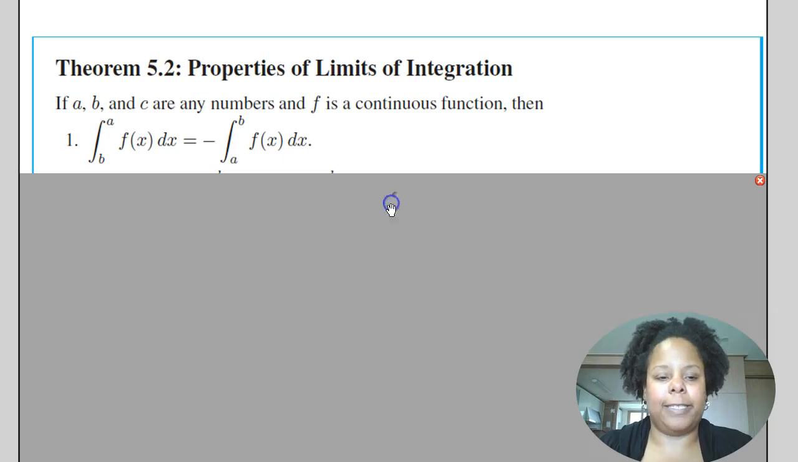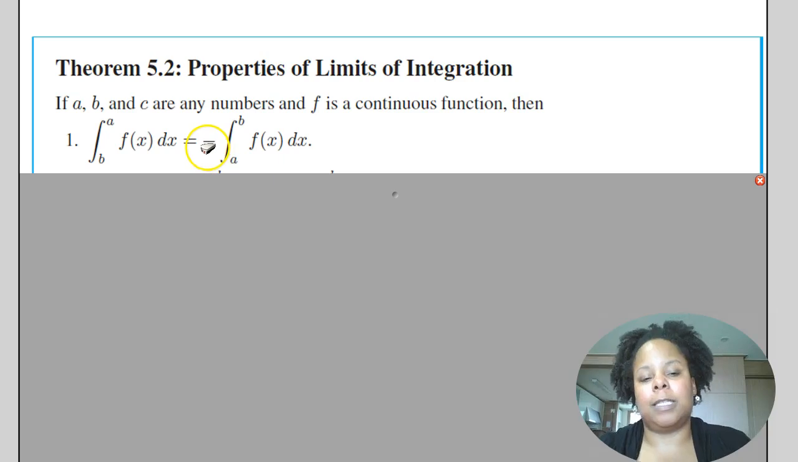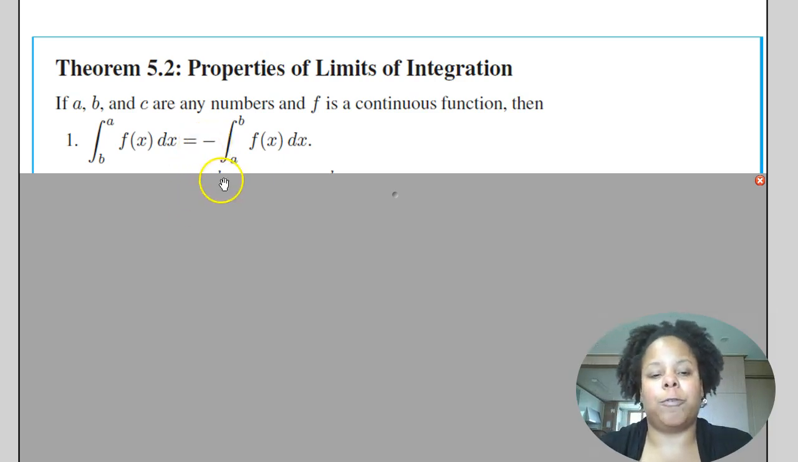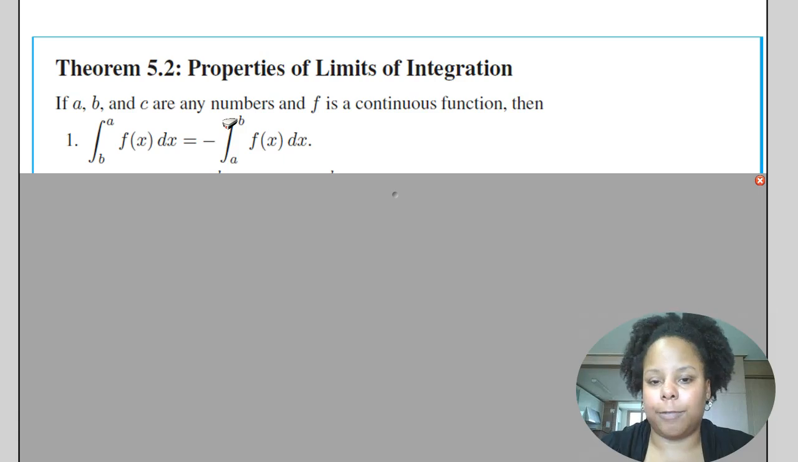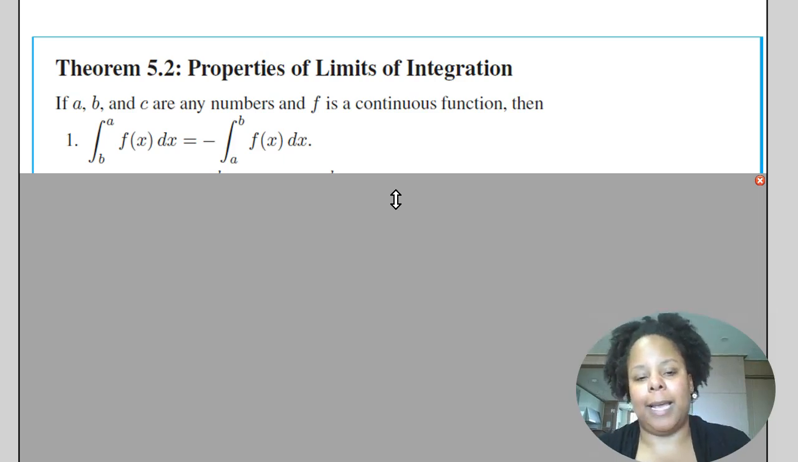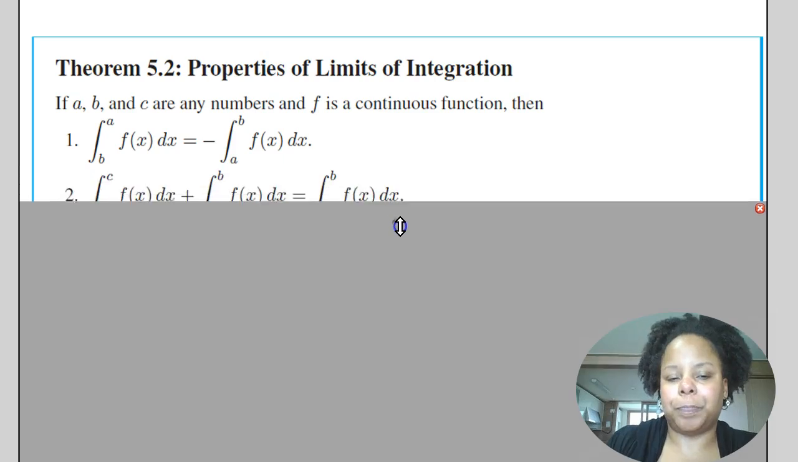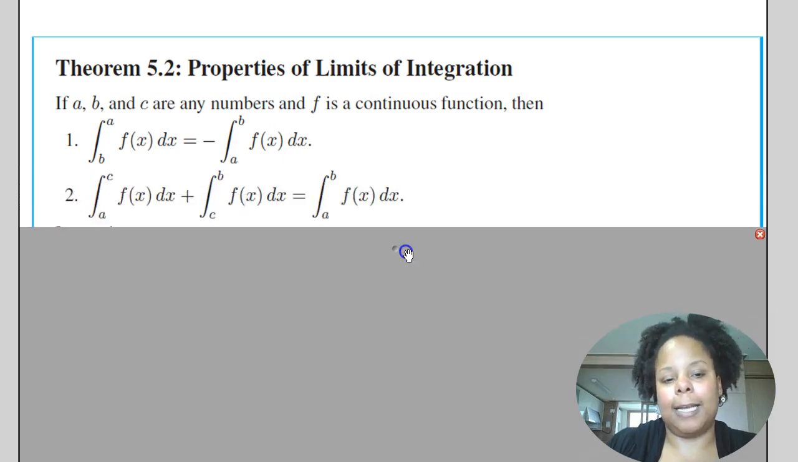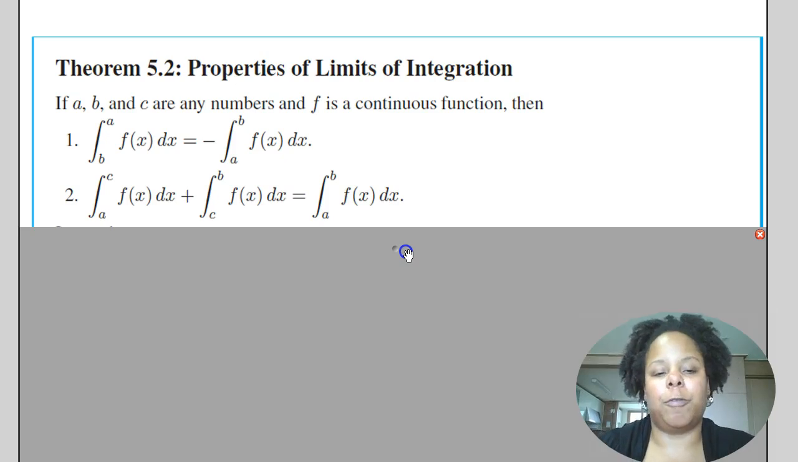The first property basically says that the definite integral from b to a is going to be the same value as the definite integral from a to b, except the sign is going to be different. So it talks about the area under the curve being a different value if we're going from b to a than from a to b. The second property says that if I have an interval including c, I can break up that interval, basically by adding up the areas under the curve.